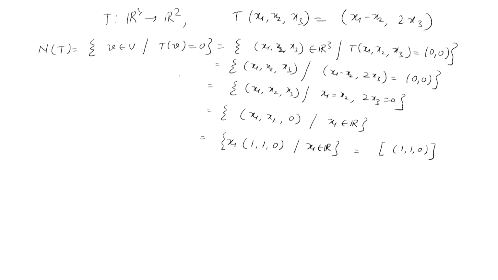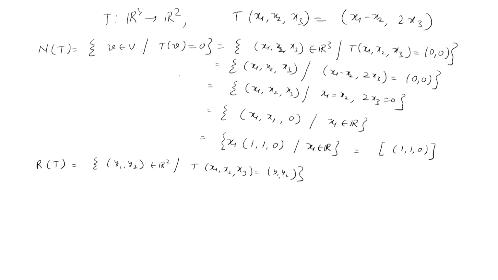Okay. Now, to find the range of T, it is all those (y1, y2) in R2 such that T of (x1, x2, x3) is (y1, y2) for some (x1, x2, x3) in R3. So we have to find the range of T, all (y1, y2) in this R2 such that T of (x1, x2, x3) is equal to (y1, y2).